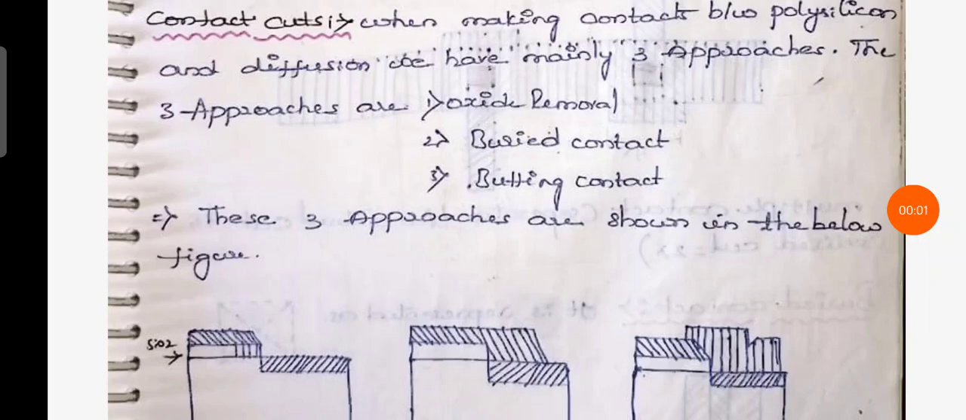Yeah, welcome back. In this class, we are going to talk about the design rules for contact cuts. If you observe that we are having a contact in the stick diagram, when two different layers interact with each other, then we are having a contact. That is a general contact. But here, especially we are going to focus when polysilicon and diffusion, the two different layers, interact with each other, we are having three different approaches for their representation.